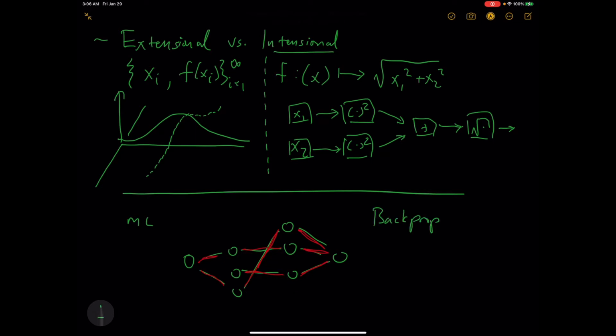This process is exactly what Backprop does, and at the end of the day we'll end up with a function f hat which is extensionally indistinguishable from the true data generating process, f. Now I'd like to try to convey an intuition for what this process is doing.